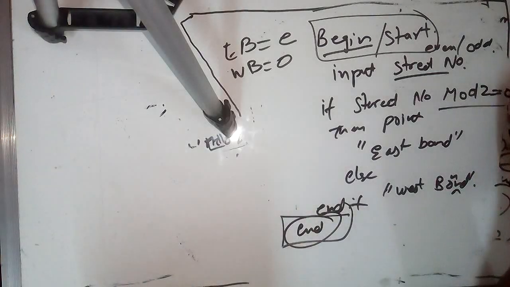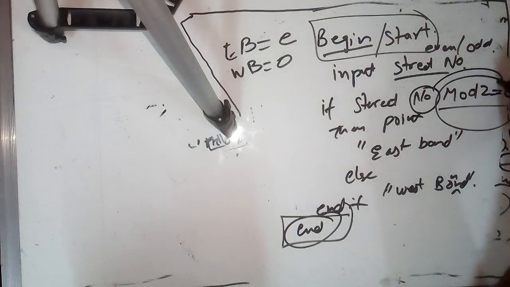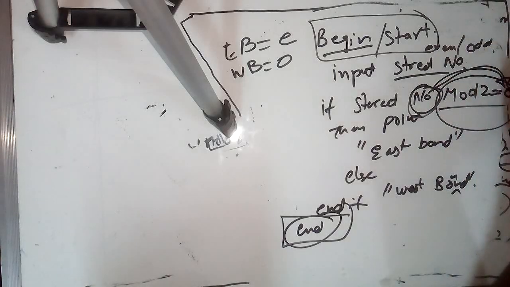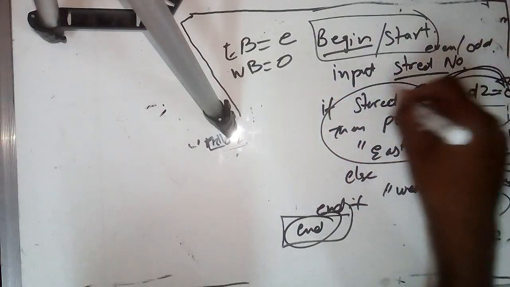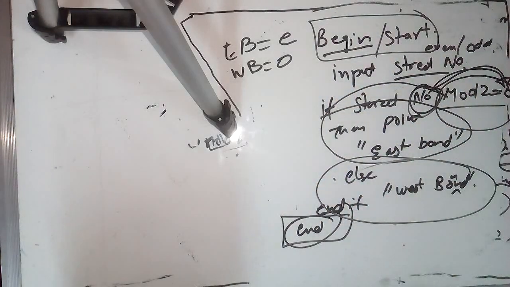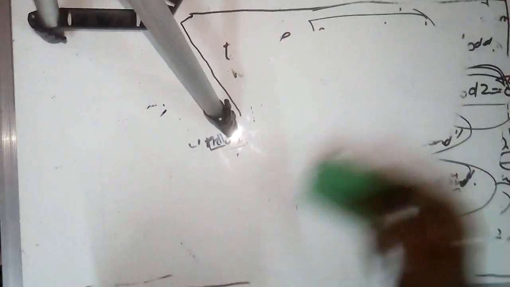Mod 2 will be, whenever any number gives you a remainder of 0, that number is nothing but even. Any number which gives you a remainder not 0 is nothing but odd. That's why when it's even, we say it's eastbound, and when it's odd, we say it's westbound. It's not really difficult to understand. It's very simple, easy kind of thing. Now we are going to move to the next thing.